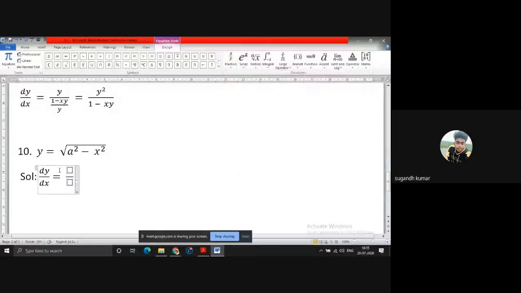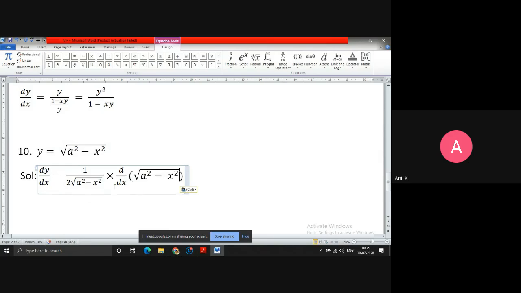Derivative of theta is 1 upon 2 root theta, right? Yes, 1 upon 2 root theta multiplied by derivative of theta. So there it is, derivative of a square minus x square. See here I'm skipping the step, okay? Generally in the books what they do is, let me show you, they'll write derivative of a square minus x square. So generally this is how they solve it in the books.